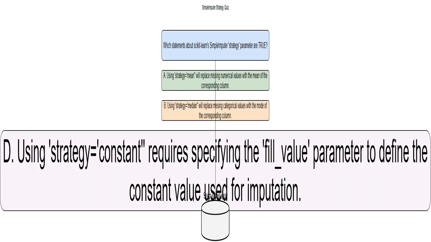This statement is correct. If I choose constant, I must tell the SimpleImputer what constant value to use to replace the missing values. I do this by setting the fill_value parameter.